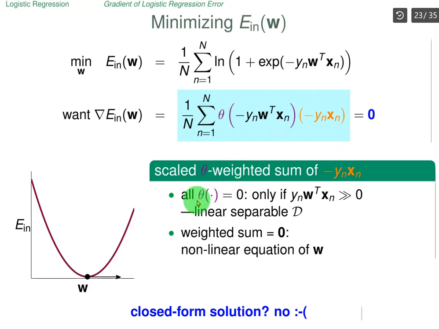We can also see that theta, the sigmoid, will be 0 if the argument is a very high number, greater than 0. This may happen for linearly separable data. How about the weight? As I said, this is a nonlinear equation, so we cannot solve for w directly.